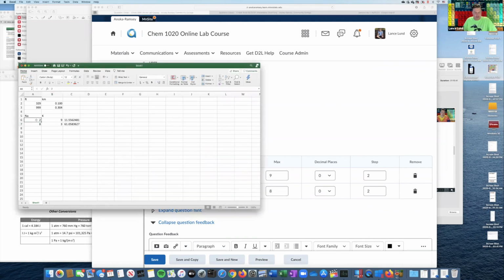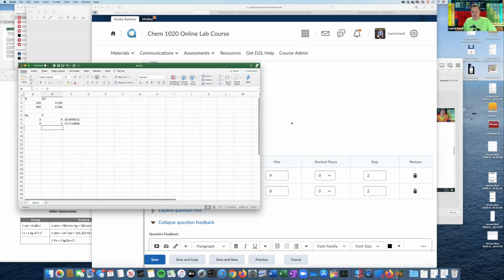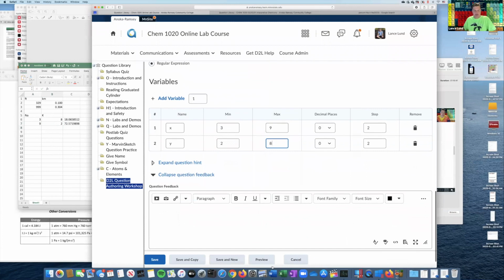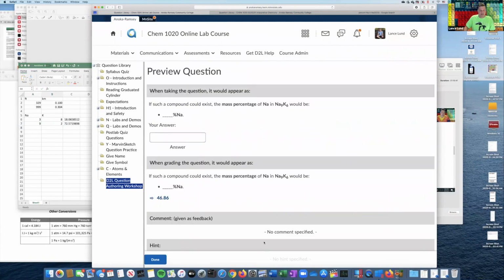I'm going to make sure that these work over here. So the lowest sodium could be is 3, potassium could go up to 8, and here sodium could go up to 9, the lowest potassium could be is 2, just to make sure that they are within the range. So again, I'm using my spreadsheet here as a test to tell us that they're in the range. Do a quick preview on this, and we get the correct result.